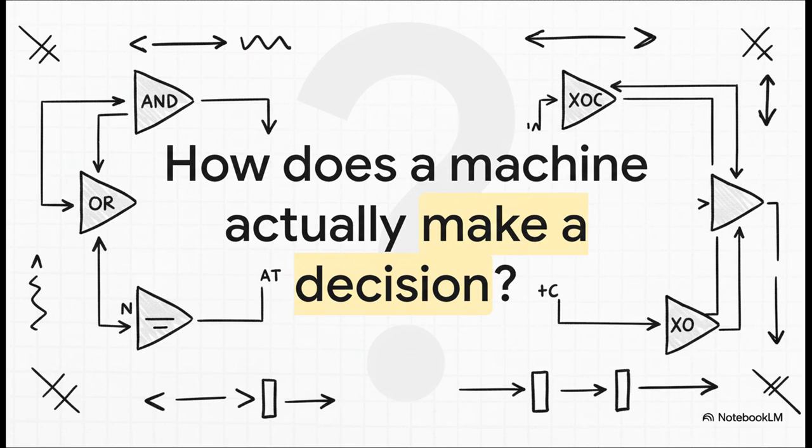But let's start with a really basic question. Have you ever just stopped and thought about this? How does a computer, which is really just a bunch of metal and plastic, actually make a choice? It seems impossibly complicated, right? Well, what if I told you the answer is actually surprisingly simple? It's elegant, and it all boils down to one tiny concept.